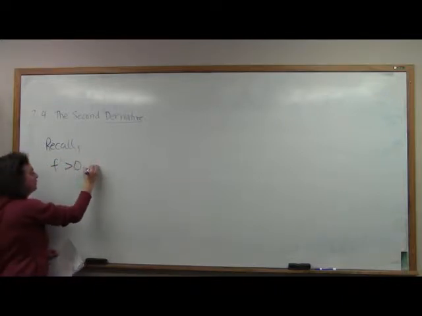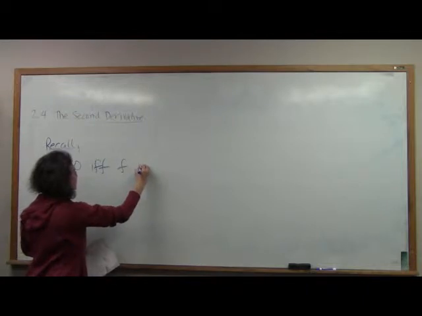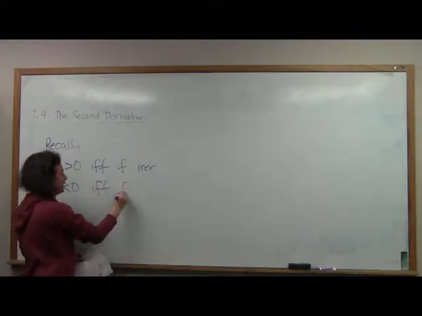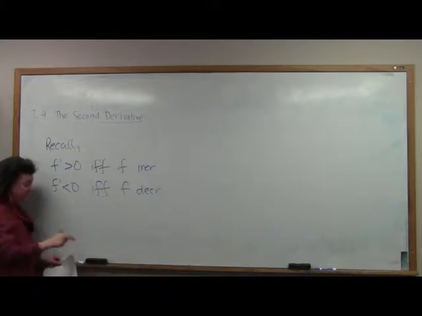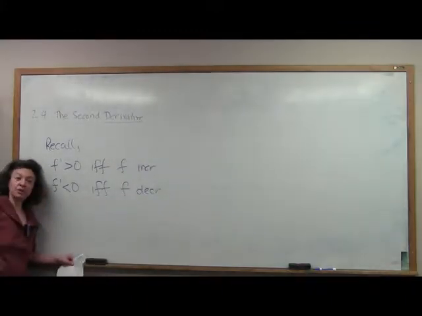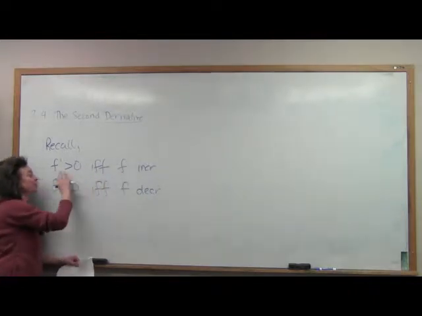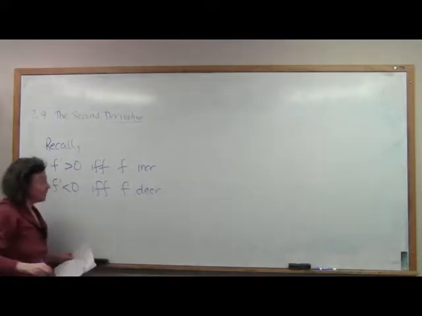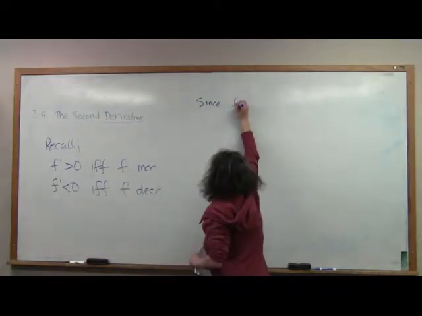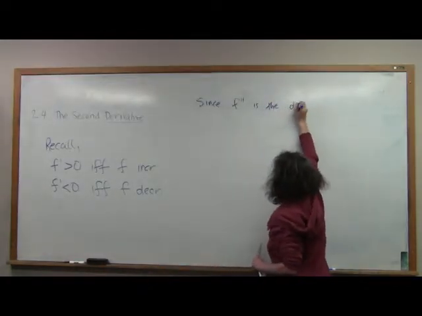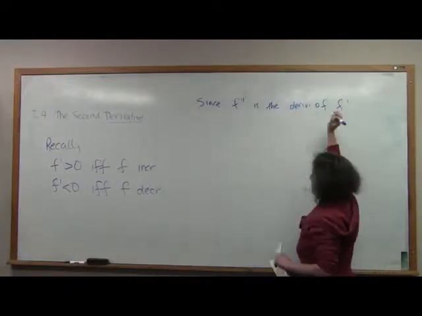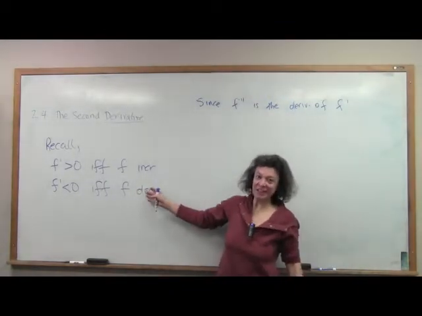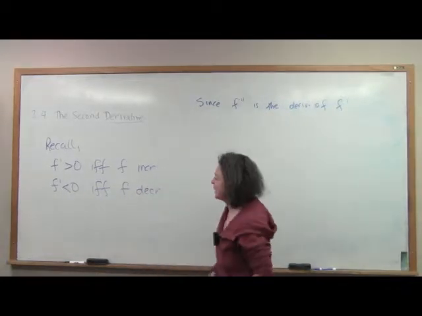My first derivative is positive if and only if my function is increasing. My first derivative is negative if and only if my function is decreasing. This if and only if means that it goes both ways. The conditional goes both ways. So this gives us a relationship between the function and that function's derivative. Okay? Now, since f double prime is the derivative of f prime, we can make these same relations, okay? So now our original function is our derivative, and then its derivative is the second derivative.